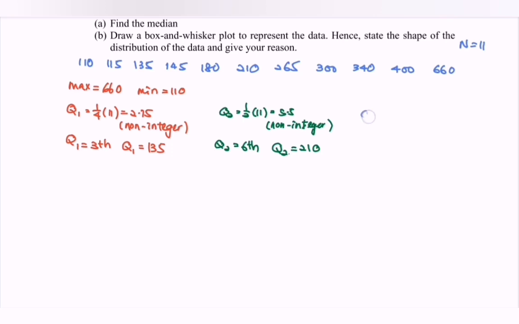Next, the Q3, where we have 3/4 multiplied by the 11. So we will have 8.25. Again, non-integer, so we have to round up. The Q3 is equal to the ninth term. So the ninth term will be 340.